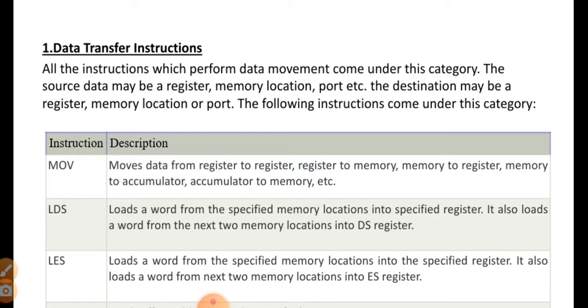Similarly, the destination may also be a register, memory location or a port. The following instructions come under this category.